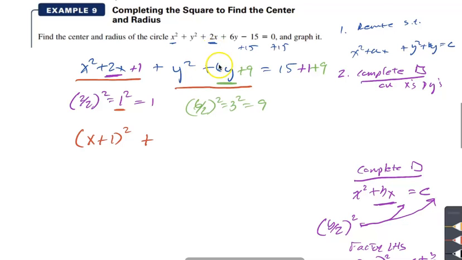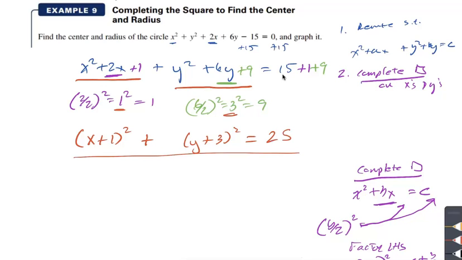When you complete the square, it makes it a perfect square. On this side, this is right. This factors perfectly also, and it's always the thing before you square it. This is going to be y plus 3 squared equals, right, that's what y plus 3 squared is equal to. And then on this side, just add them all up. I get 10 plus 15 is 25. And there is my equation.